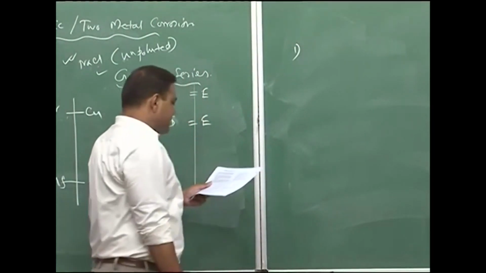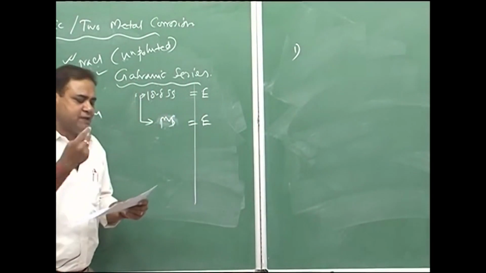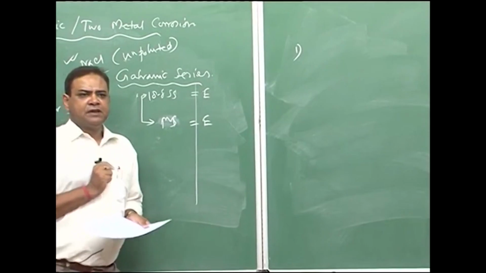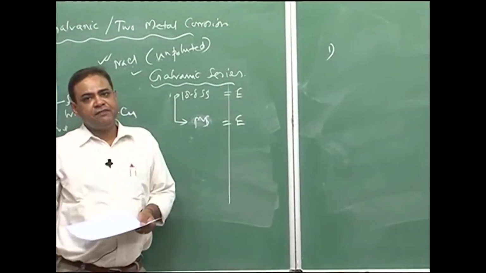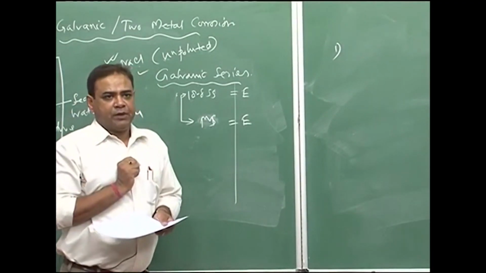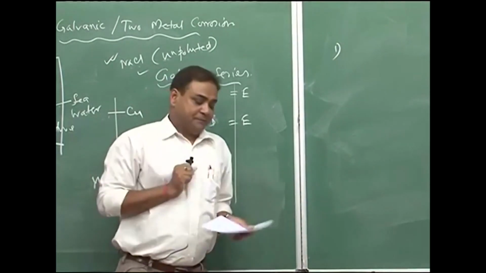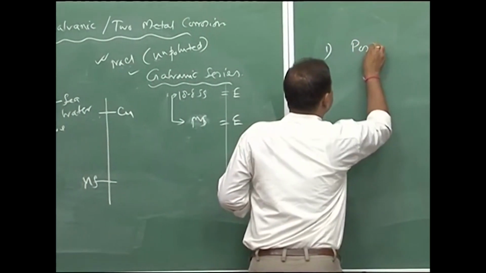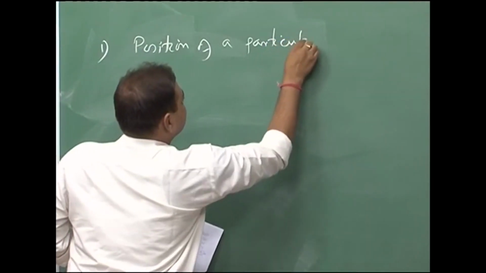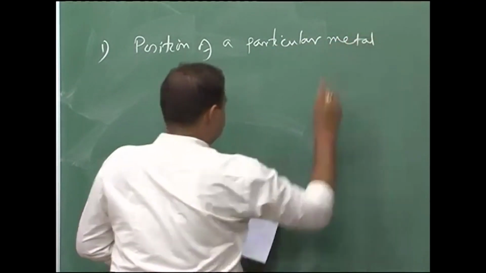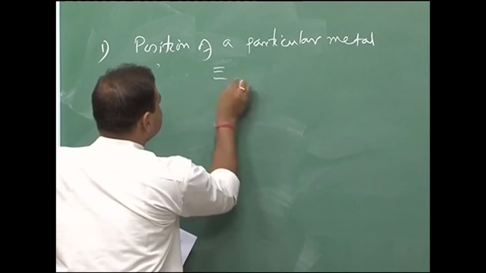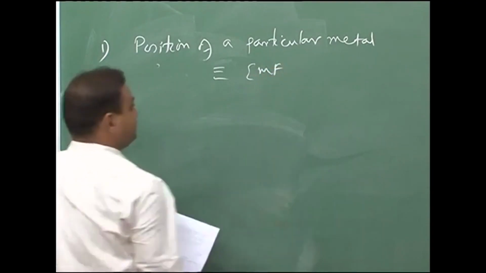One is that the position of metals and alloys in the galvanic series agrees closely with their constituent elements in the EMF series, more or less. So, if copper is noble, zinc is active. In an alloy system also, copper will act as noble and zinc will act as active, but this is not sacrosanct, this may vary. So, the position of a particular metal is closely related to the EMF series.